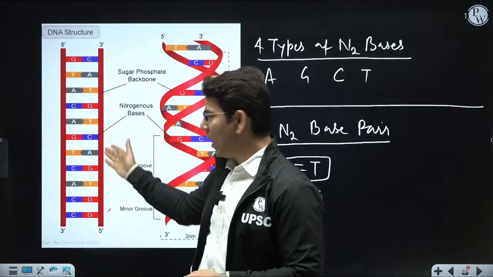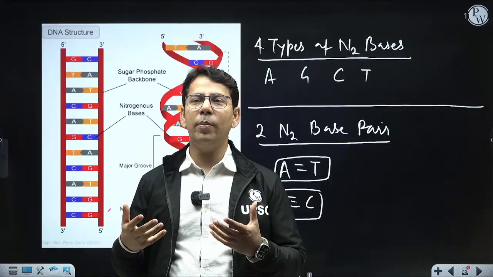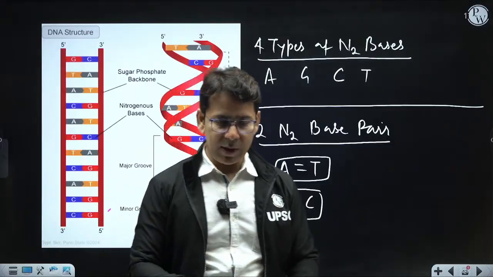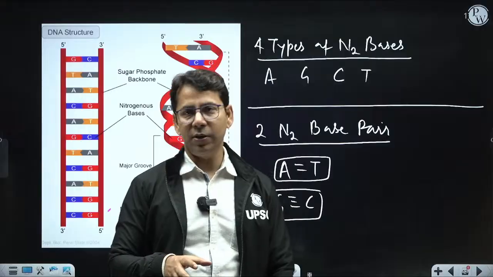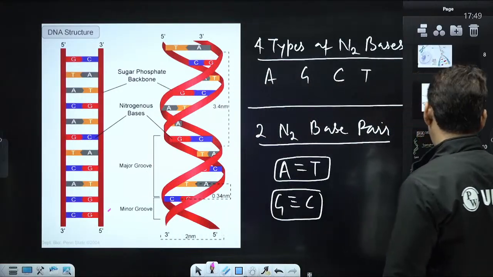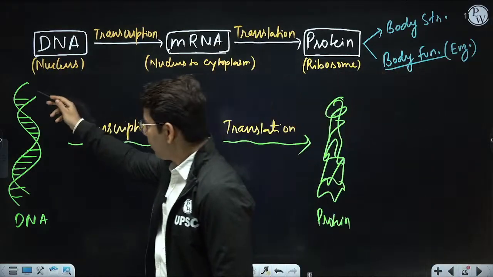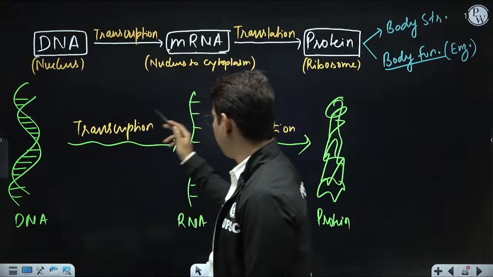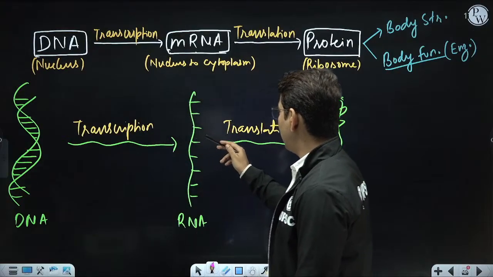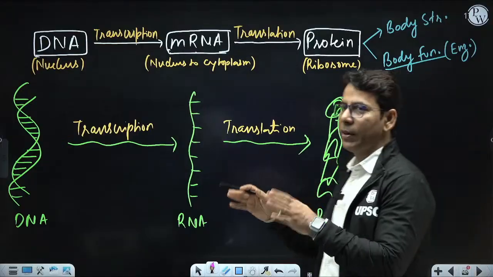Obviously, these all have meaning. If you are a biologist or biotechnologist, you can get to know about the meaning of it. But here we are not to get the meaning of it. The DNA information is written here. This information will pass on to the RNA, and RNA will give this information to ribosome. Ribosome will read this information and it will make the protein.